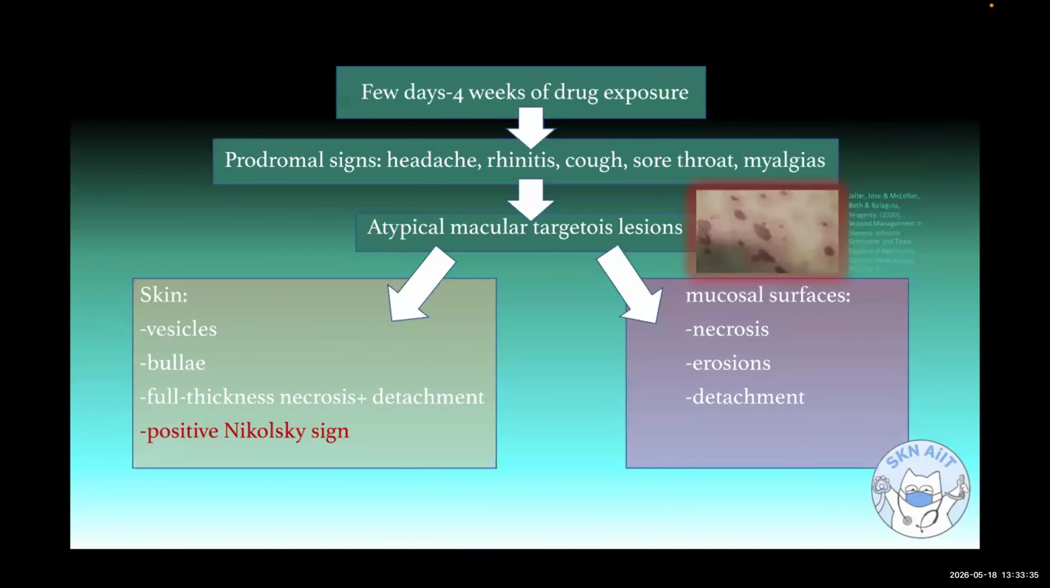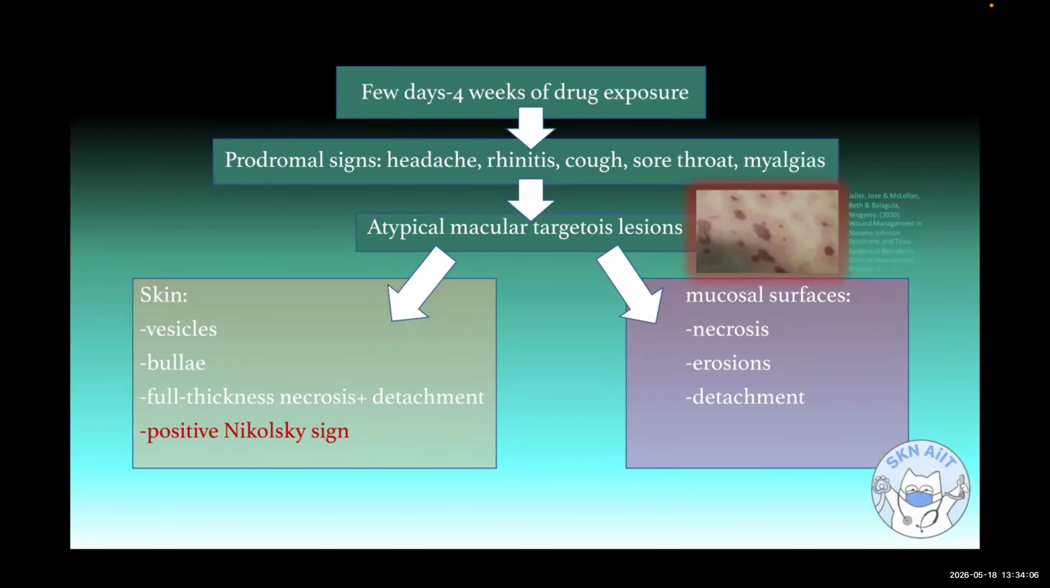To better understand the clinical course, it typically progresses as shown in this diagram. After several days, up to 4 weeks of drug intake, the patient develops prodromal symptoms resembling influenza, such as headache, rhinitis, cough, and muscle pain. Subsequently, atypical macular lesions appear on the skin, as in the picture beside.